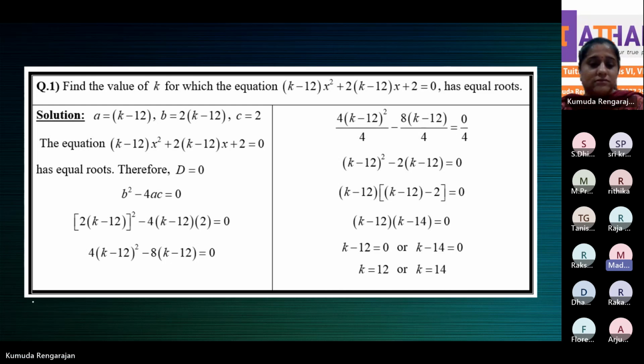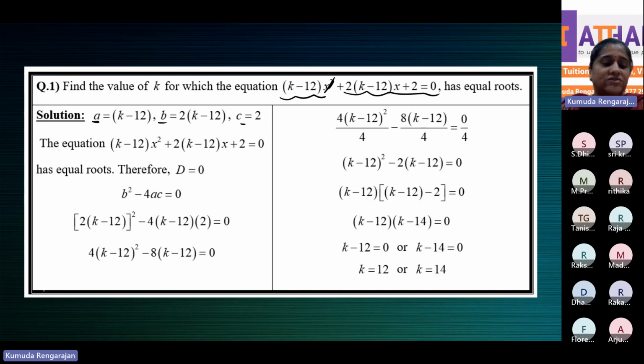Ma'am, I got 6 and minus 7. Okay, let's see. So children, here you can use small a, b, c because you don't have those letters in the equation here. So you can normally use a, b, and c. So what is the expression for small a? K minus 12. Small b, take out the x. So 2 into k minus 12. And c, 2.